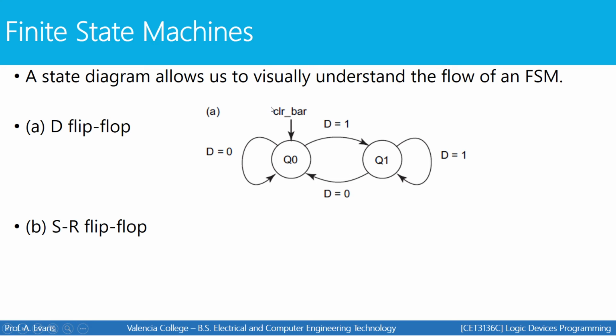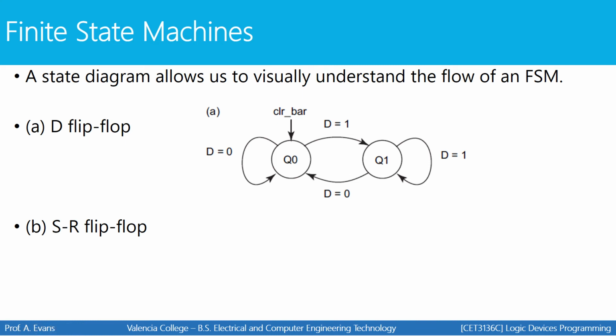So for the purpose of this diagram, we're going to assume that when clear bar is active, we begin in this state right here. So with this diagram, we have two circles. This is a state. This is another state. When I'm in this state, the output is 0. When I'm in this state, the output is 1. The way that I move from one state to another is by the input D. So let's say that I activate clear bar, I pulse that low. I'm going to begin in this state.